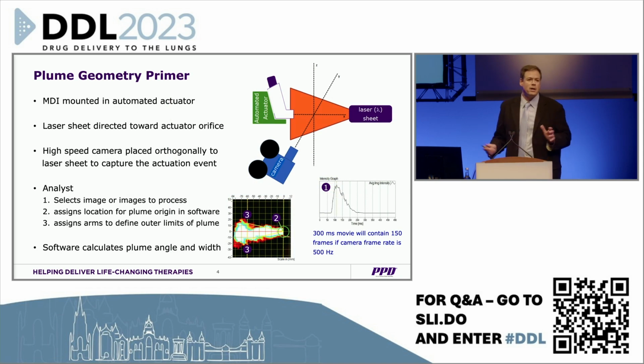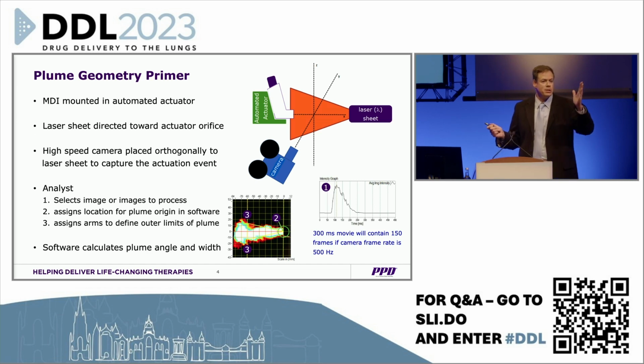So, lots going on in this slide. This is a relatively well-informed audience, so I'm going to skip a lot of the information here. What I want to focus in on are the 3 action steps that the analyst needs to take to affect this measurement. First of all, the analyst needs to select an image or images to process. If they want to select a single image, it's usually the one of the highest intensity.